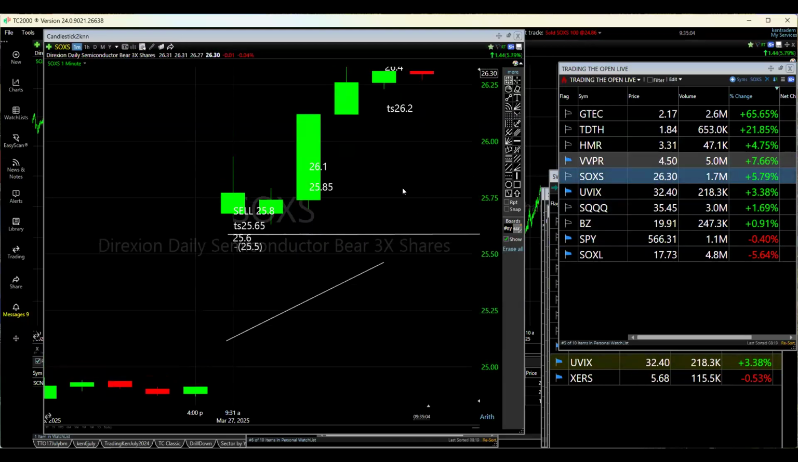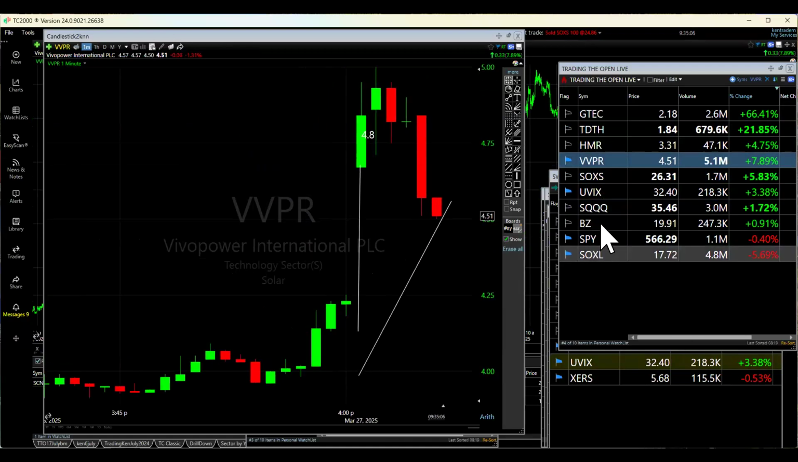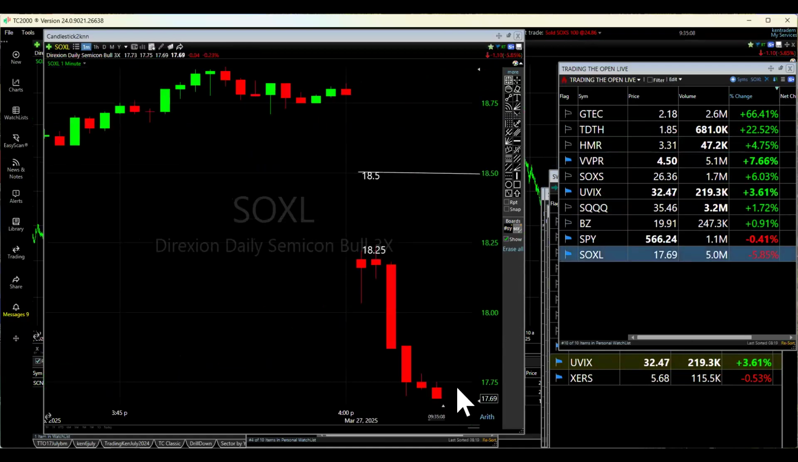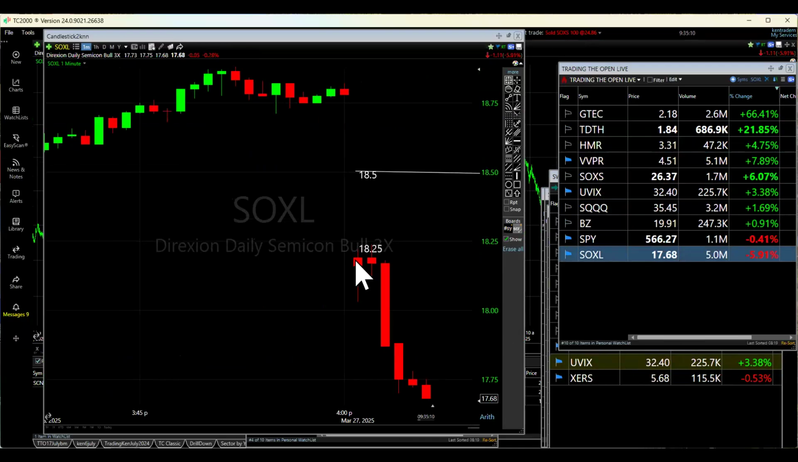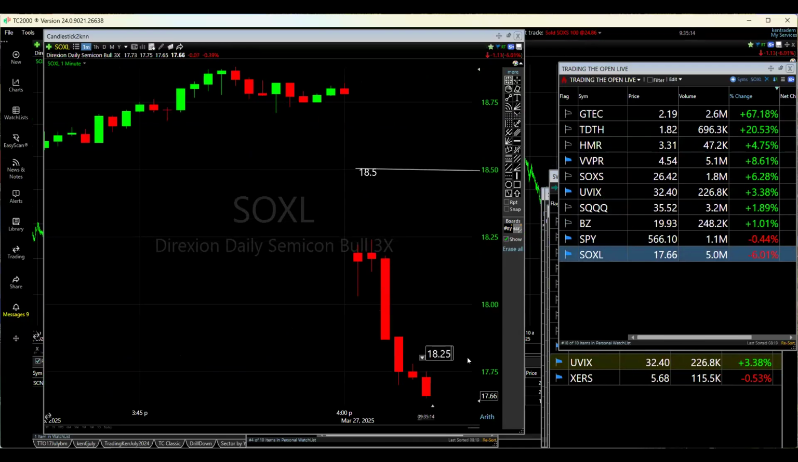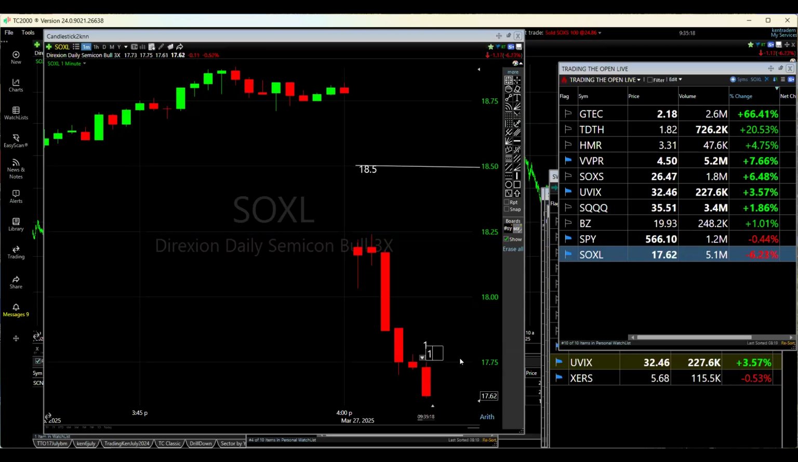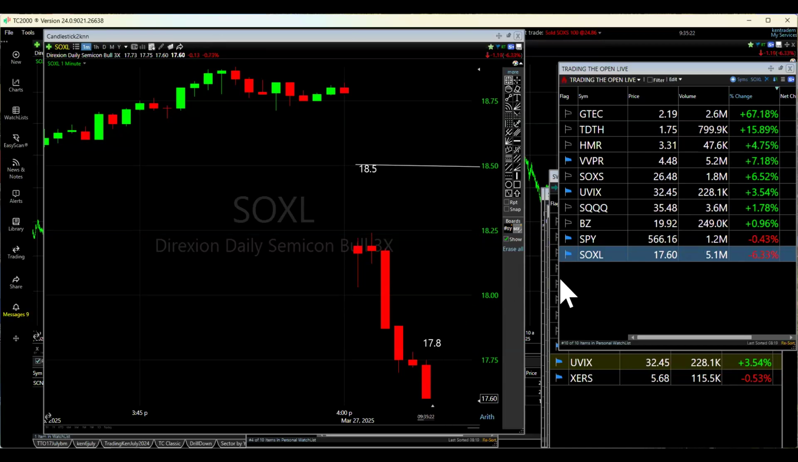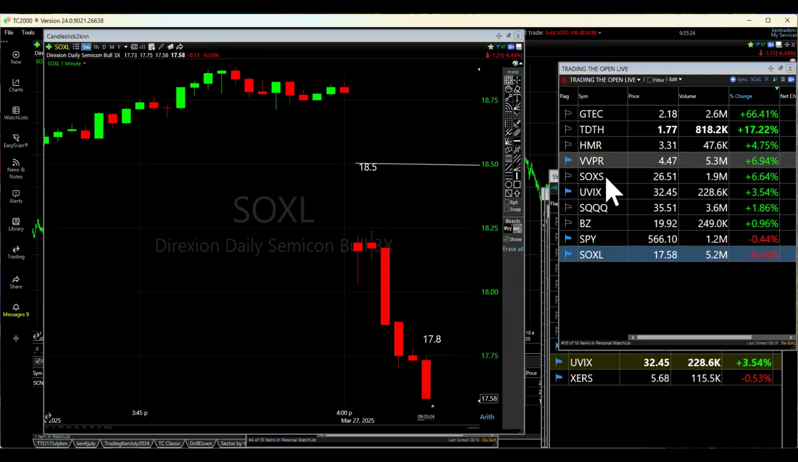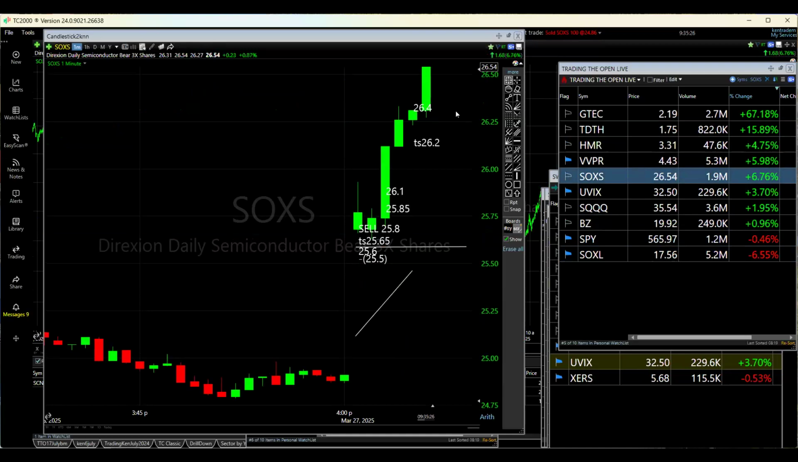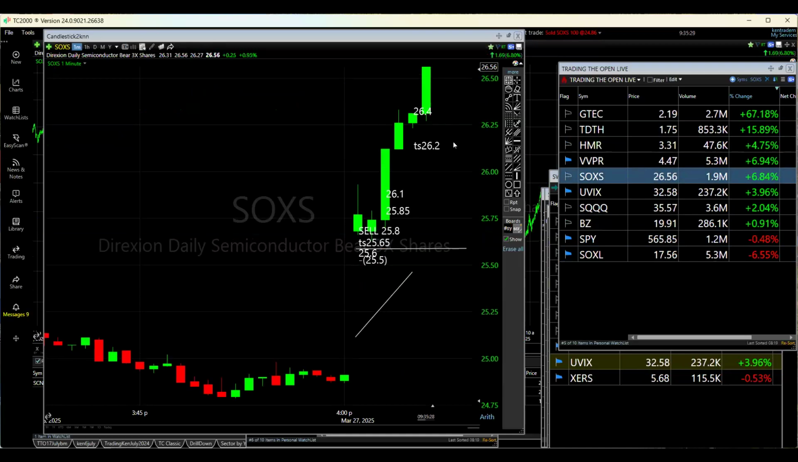And look for a possible bounce in this one. Let's do 17.80. Well, SOXS will look to get it. Bounce is good for it. In the meantime, our SOXS was going boom. Cha-ching. Just out at 26.4.